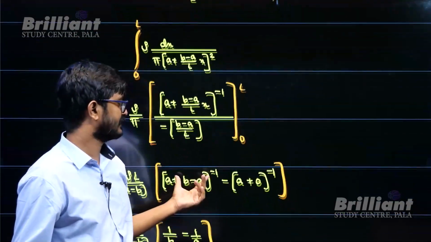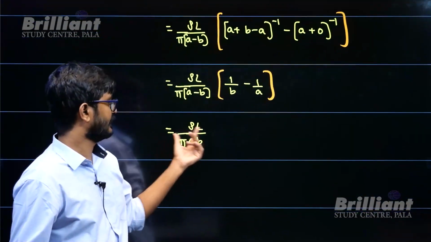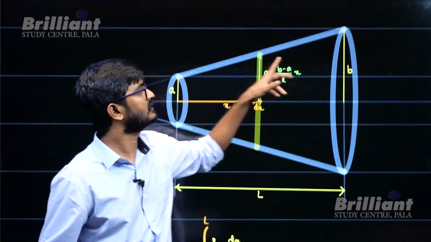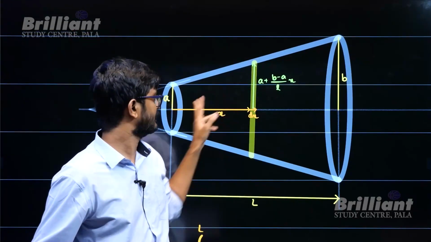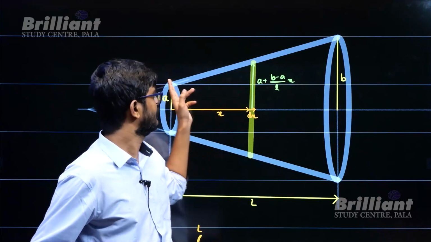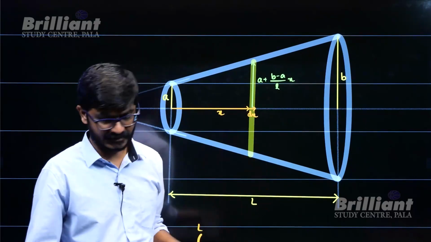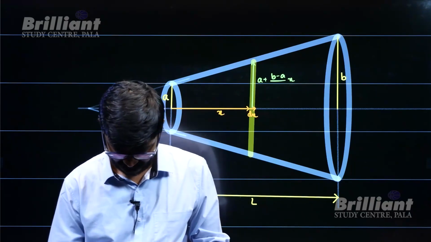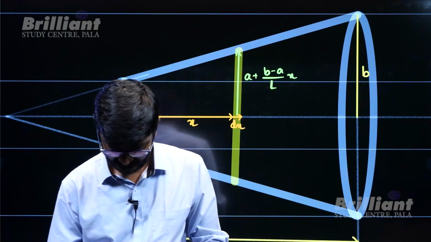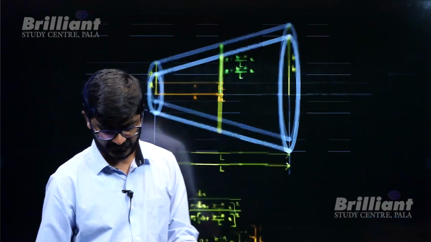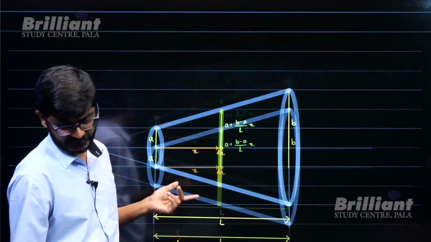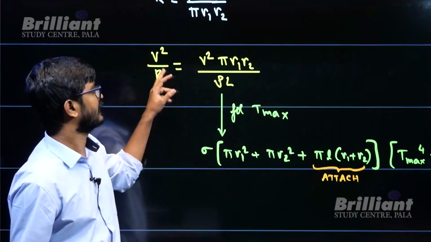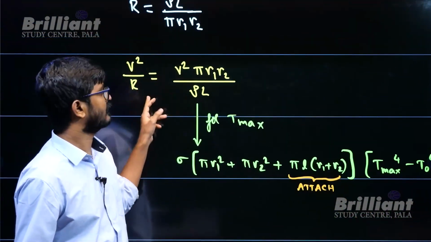When you integrate the resistance, you will get rho into L by pi AB, where L is this distance, but in the solution they have taken this distance. It's not correct. This I have taken as capital L. Sorry, here it has to be capital L. Anyway, once you get the resistance, then you can get everything. Resistance is this, so the power dissipated will be V squared by R.